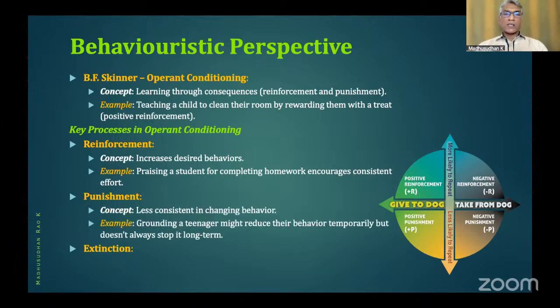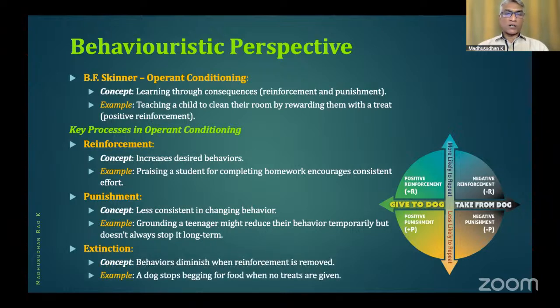Punishment is less consistent in changing behavior. Grounding a teenager might reduce that behavior temporarily, but it doesn't always stop it in the long term. So sometimes we may think stopping the child for some time might reduce the behavior, but it is temporary. So the extinction concept: what is the concept of extinction? Behavior diminishes when reinforcement is removed. A dog stops digging or craving for food when no treats are given.